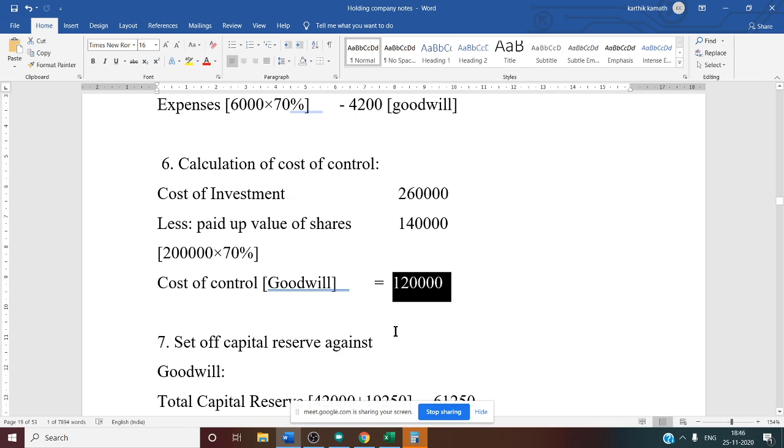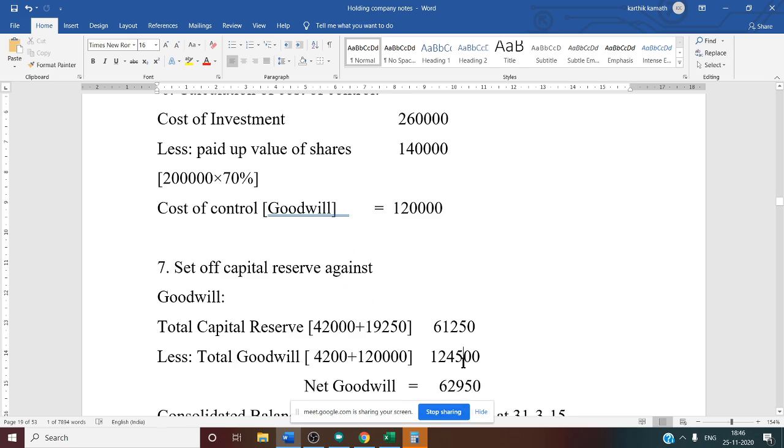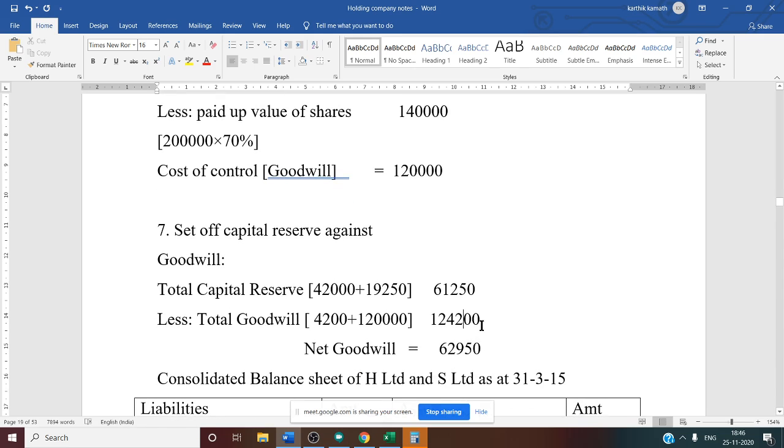answer is 1 lakh 20,000. So now here total amount is 1 lakh 24,200. Correction, this is 1 lakh 24,200, not 500, 200. That you have to correct in the notes, because of the typing error. Yes. So now net goodwill, how to find out?